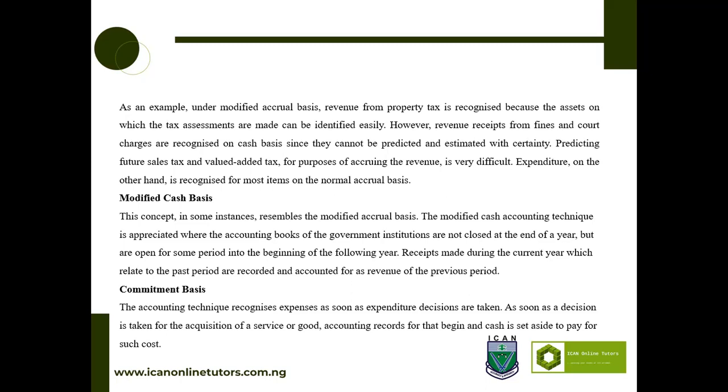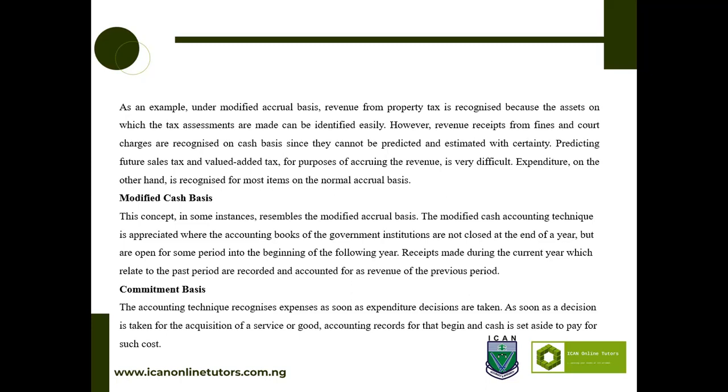Expenditure, on the other hand, will be recognized for most items on the normal accrual basis. So under the modified accrual basis, we recognize expenditure when the items are expended, making use of the normal accrual basis. We have the modified cash basis. This concept also looks like the modified accrual basis.